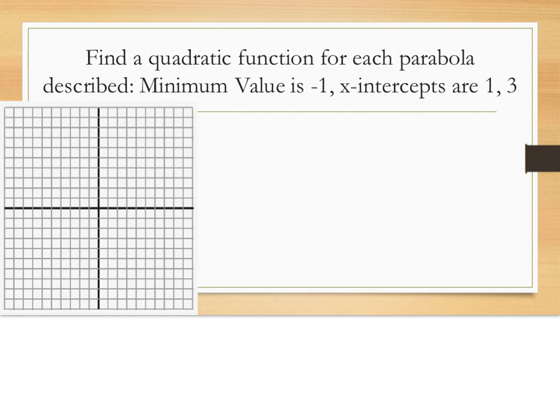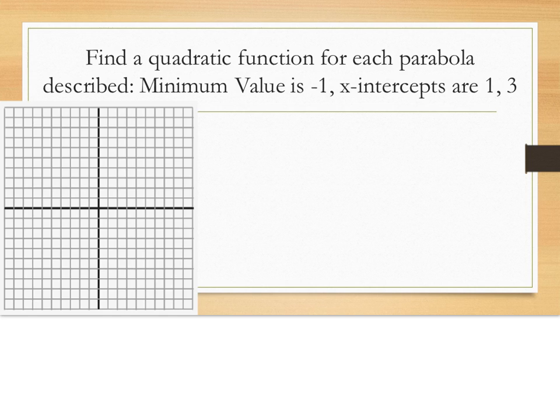So the problems are going to look like this. It says find a quadratic function for each parabola described, and it's going to tell you a couple pieces of information. First, it's going to tell you that the minimum value is -1. And then it's also going to tell you that the x-intercepts are 1 and 3.